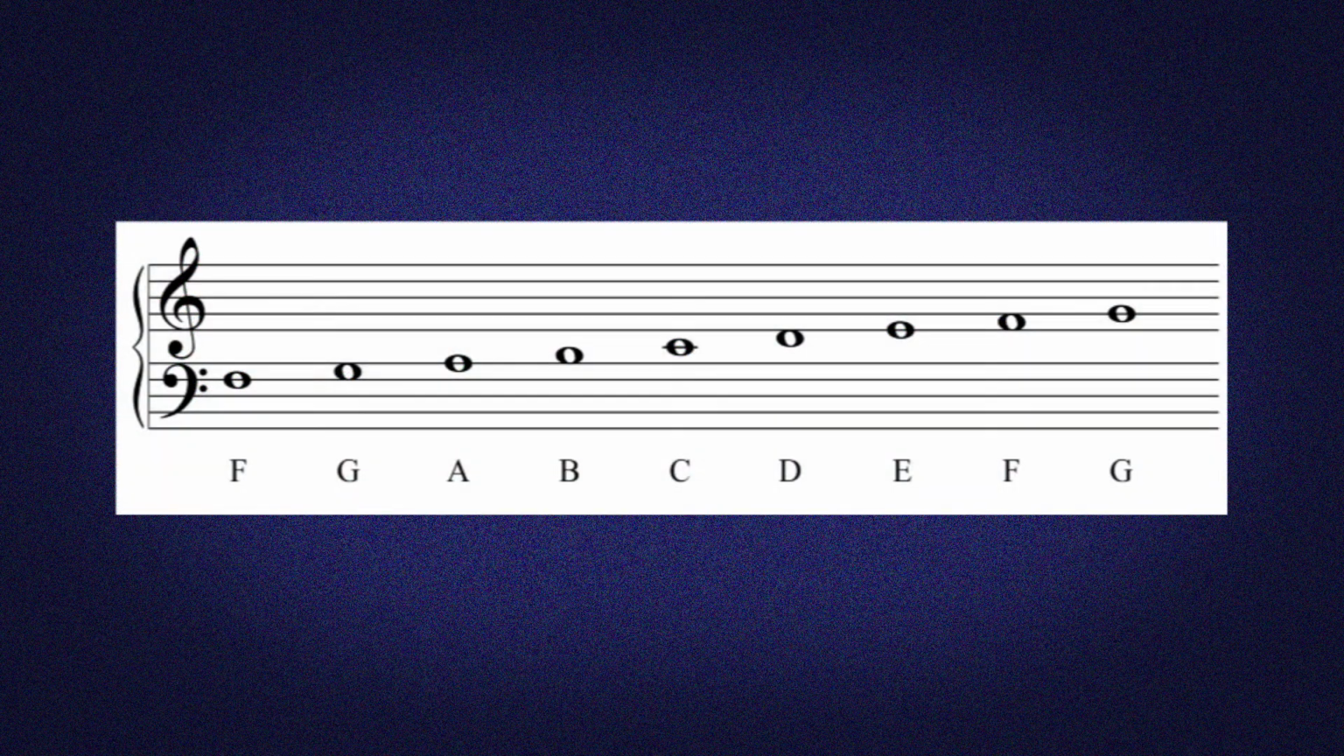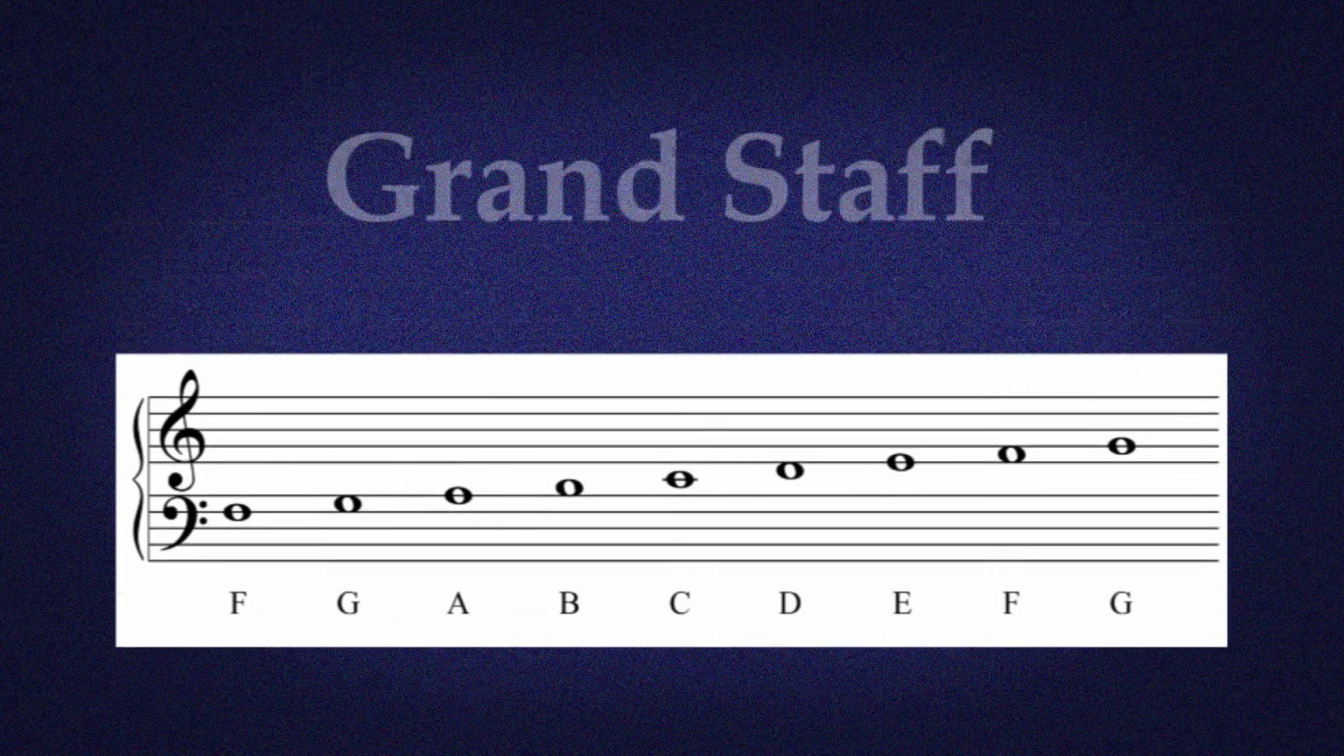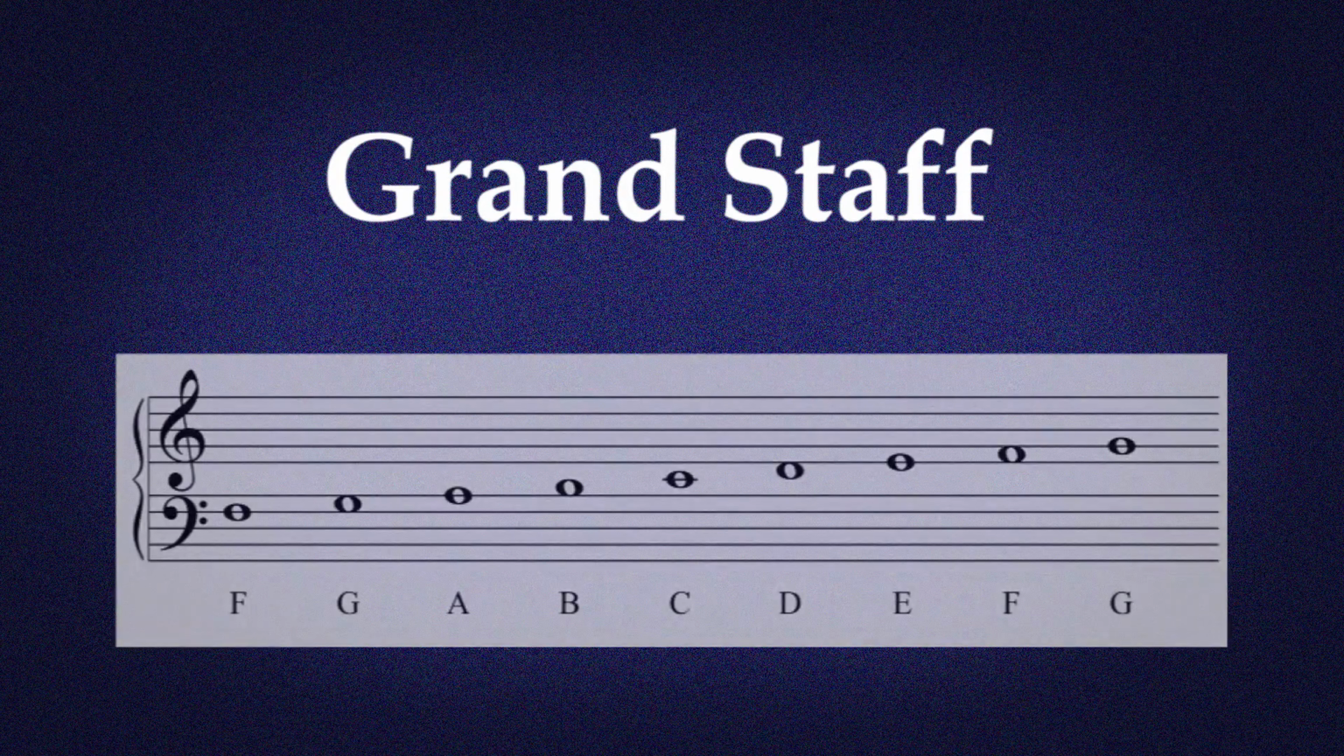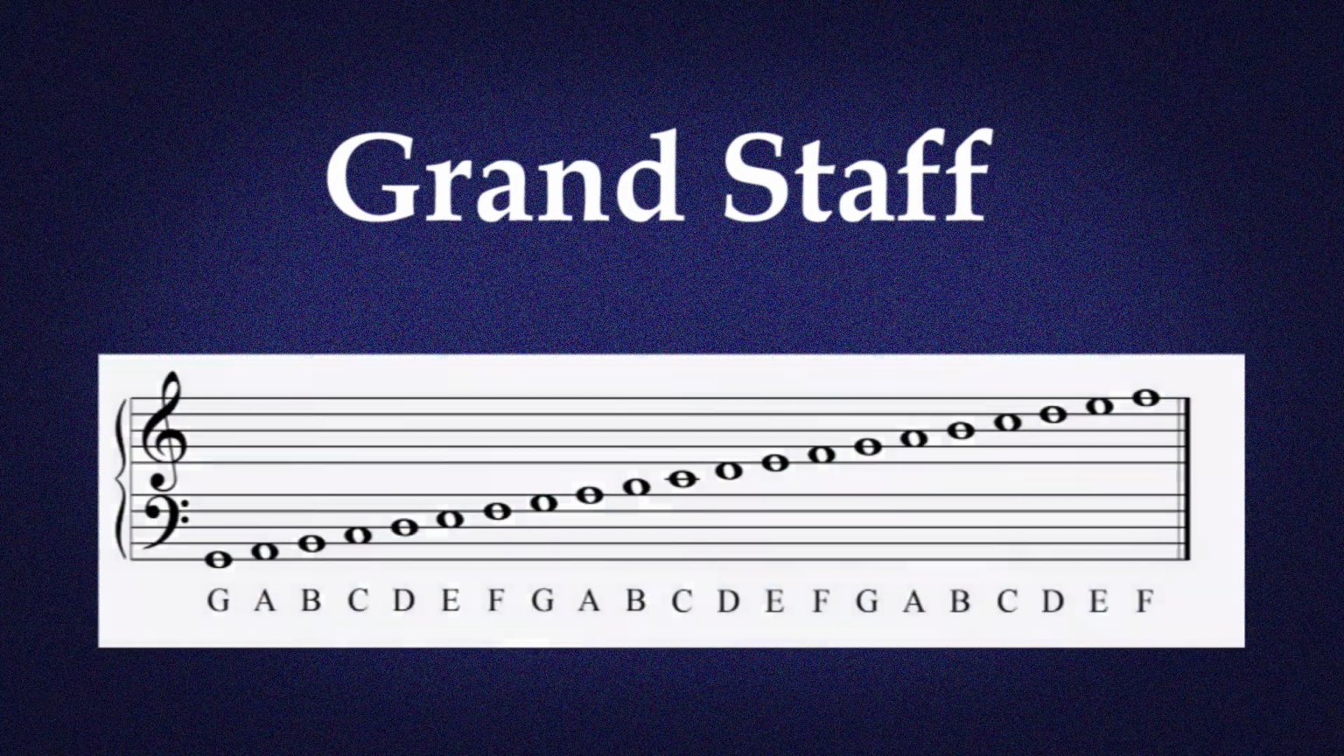Together, these 2 clefs, along with the C note found in between them, called middle C, make what is called the grand staff. While most instruments use one clef or another, instruments that have a very wide range of notes, like a piano, use the grand staff.